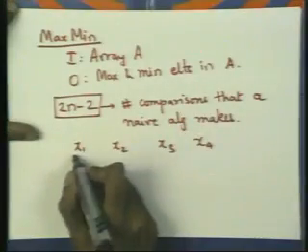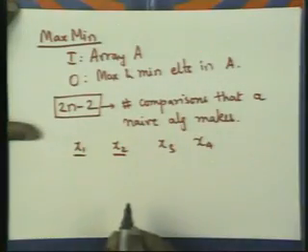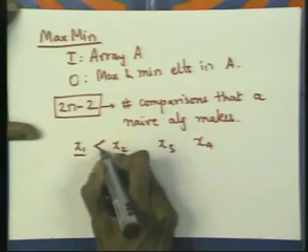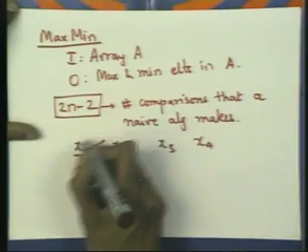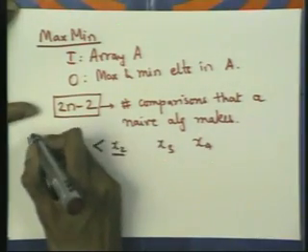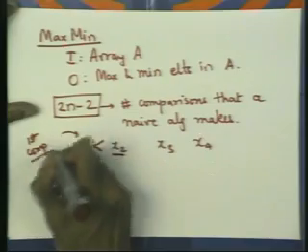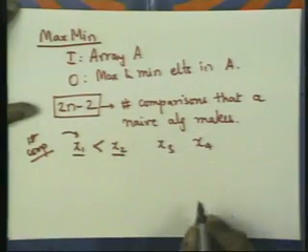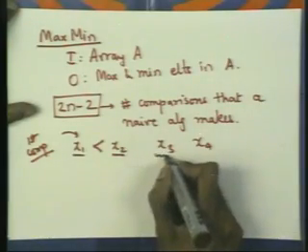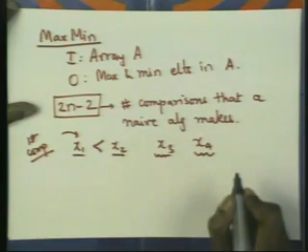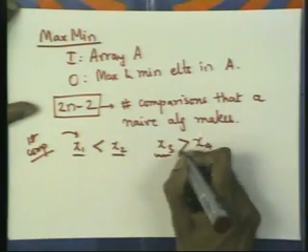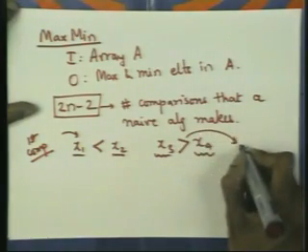Now in 4 elements, here's what you can do. I first compare x1 and x2. So supposing x1 is less than x2, this is the first comparison. Now I compare x3 and x4. Supposing x3 is greater than x4, this is my second comparison.